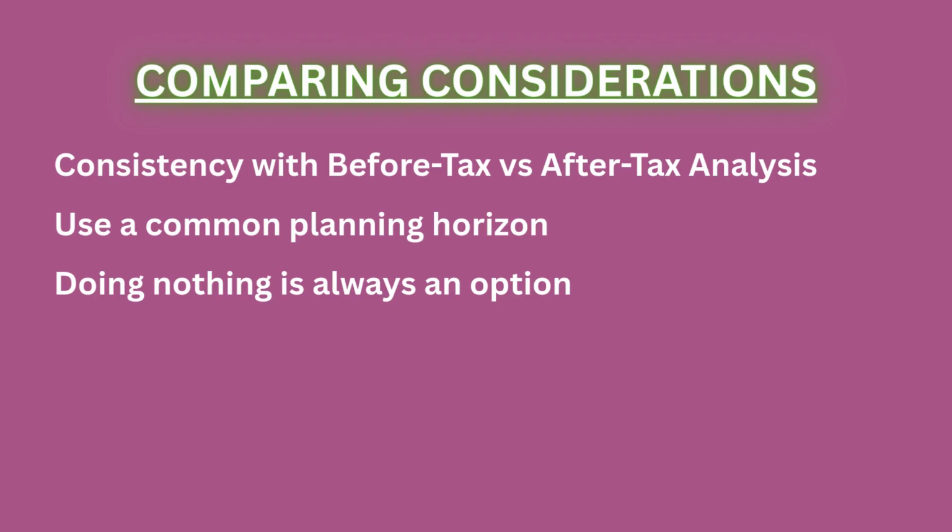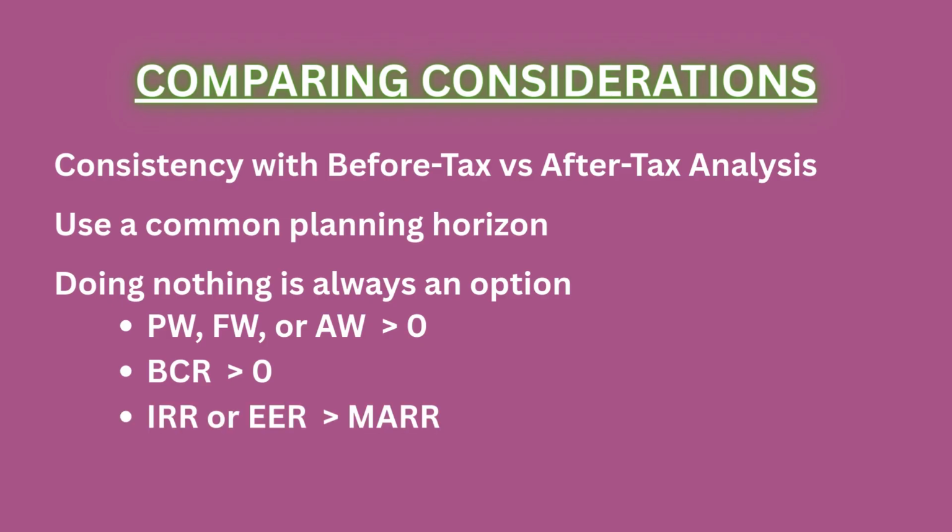When you're deciding whether to invest, you're really asking, will I make more money with this project or by just keeping my money in an investment that earns my minimum acceptable return? When using a PW, FW, or AW method, invest if the value is greater than 0. With BCR, invest if it's greater than 1. With IRR or ERR, invest if the rate is higher than your MARR. With DPBP, it depends on your cutoff for payback time. We will go into what this means for each method in later videos.